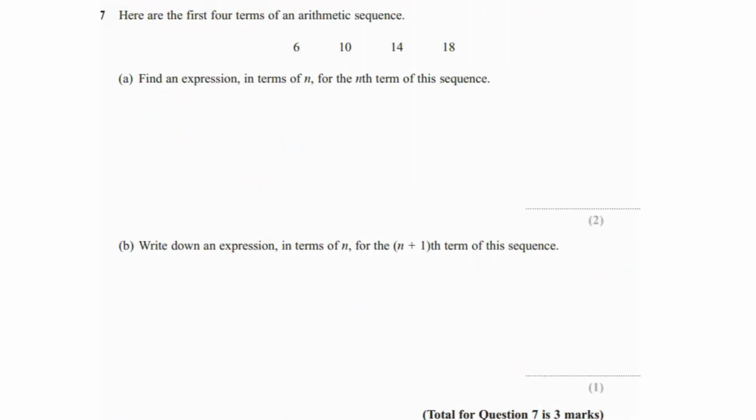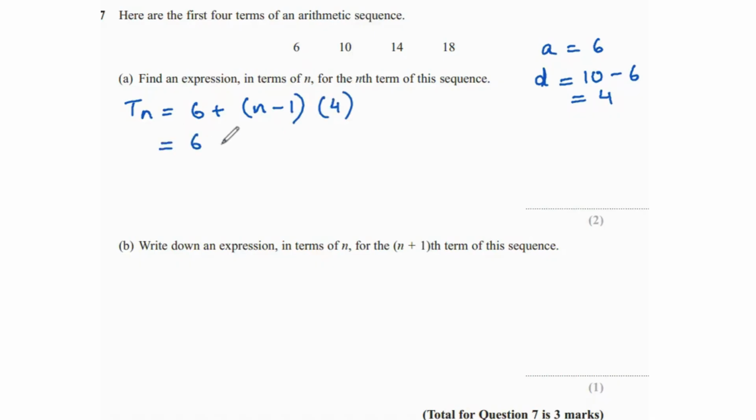Then the next question says that here are the first 4 terms of an arithmetic sequence. The numbers are 6, 10, 14, and 18. Find an expression in terms of n for the nth term of the sequence. Once again, same steps. First term is 6. Common difference is going to be 10 minus 6, which is 4. For the nth term, it's going to be 6 plus n minus 1 times 4. 6 plus 4n minus 4. 6 minus 4 is 2. So 2 plus 4n is our nth term.